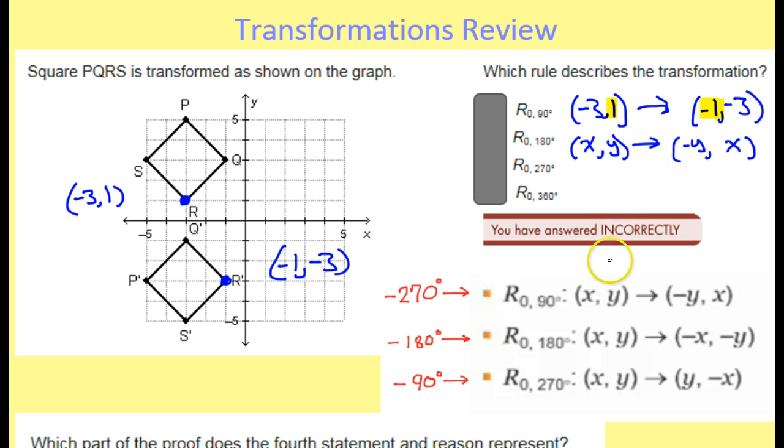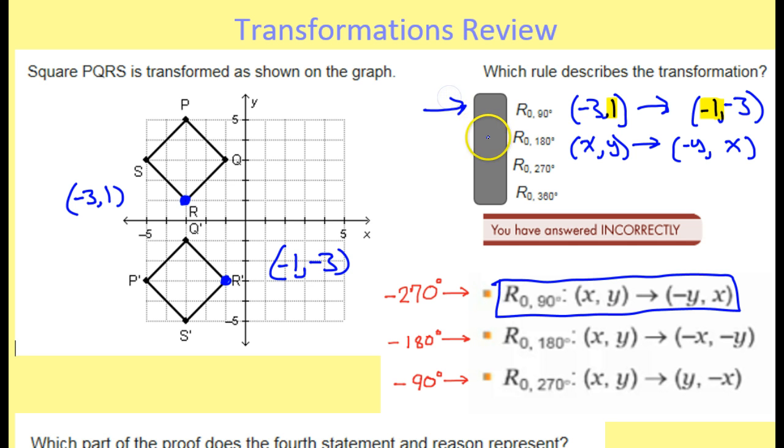Alright, so this is the rule. So now let's match it. -Y, X. Alright, that's this one right here. Alright, that is a 90-degree rotation. So this should be the answer. And there you go.